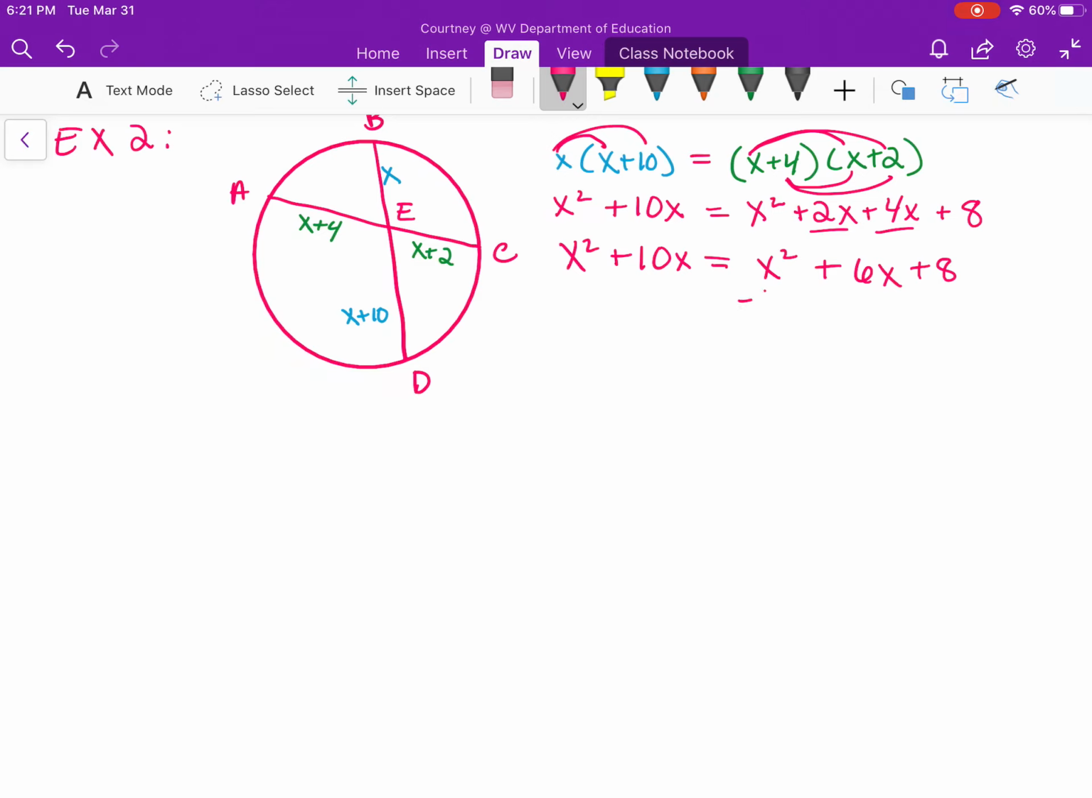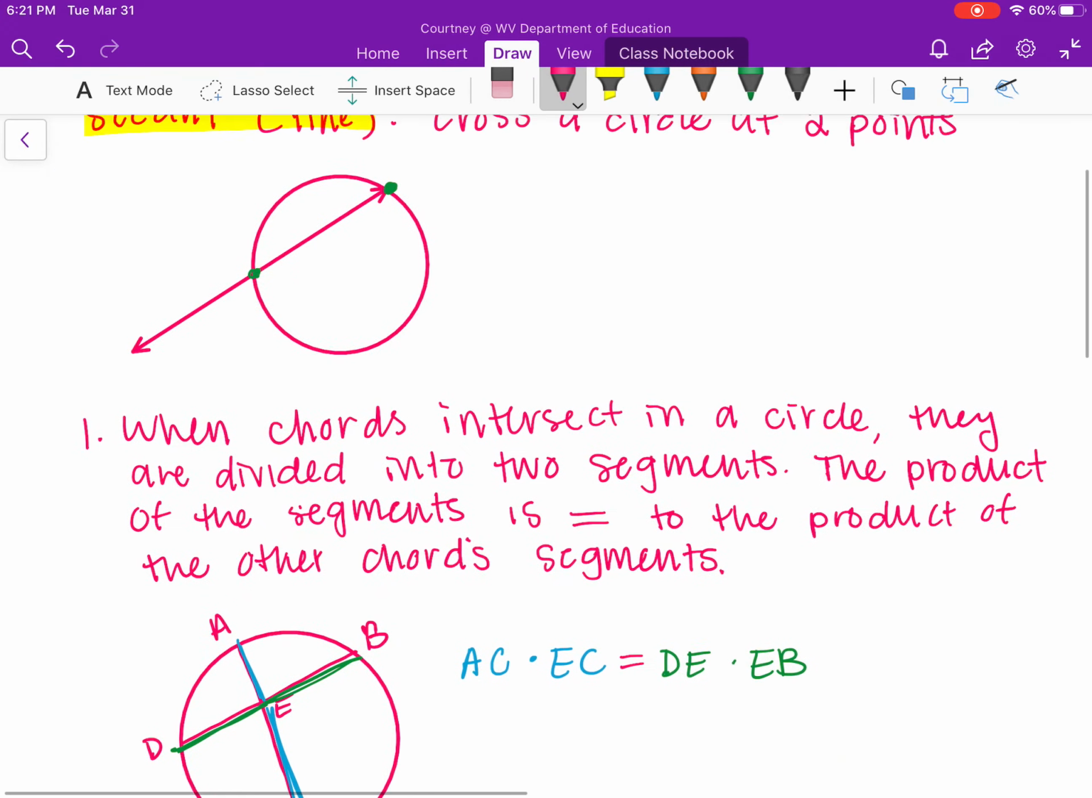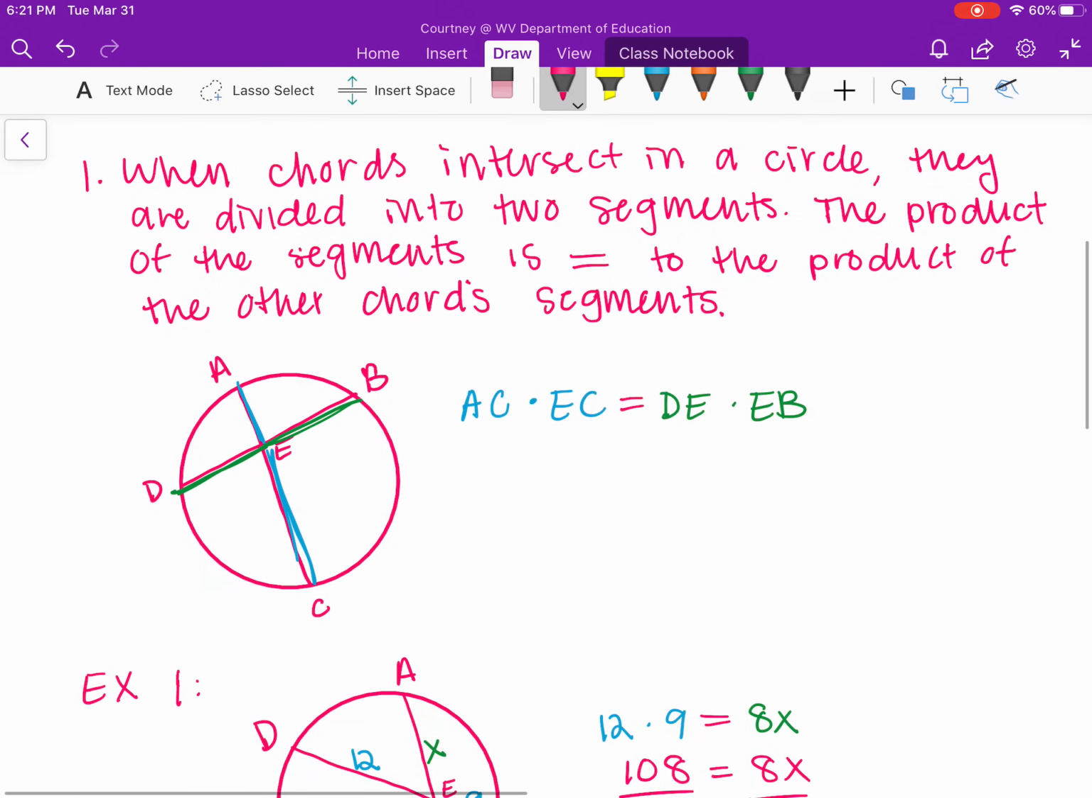Okay, now we can start moving some things around. Let's subtract x squared from both sides, and those cancel out. Now we have 10x equals 6x plus 8. Let's take the 6x to the other side, and we get 4x equals 8, and you all know x would equal 2. Okay, so that's our first little rule there, our first point, as I call it.